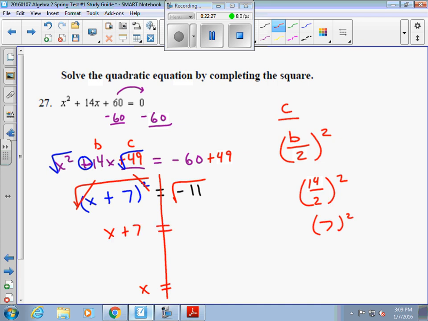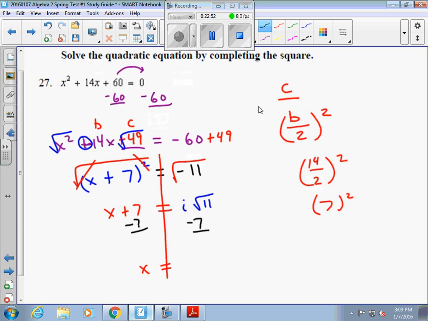Now it's equal to the square root of a negative value. Again, just like on the last problem, in order to pull a negative from underneath the radical, we need to multiply it by an imaginary number, i times the square root of 11. In order to get x by itself, we need to undo plus 7 by subtracting it. When you do it to the left, do it to the right. We can't take it away from the square root of 11 because they're not like terms. But what we have now is x is equal to negative 7 plus or minus i times the square root of 11.